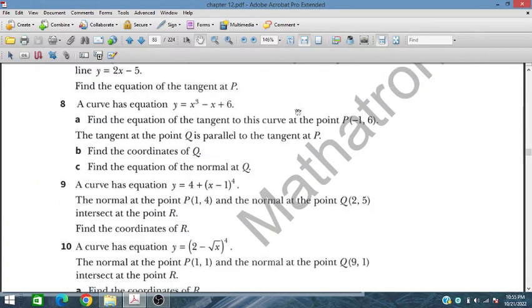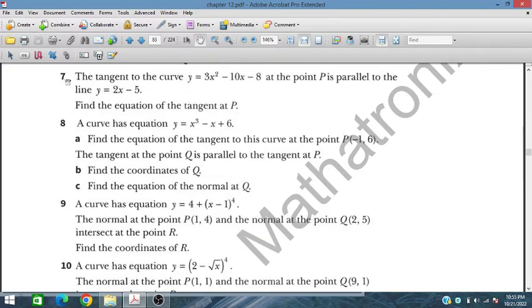So let's solve exercise problem number 7. The tangent to the curve at the point P is parallel to the line. On this curve, there is a tangent line at some point P which is parallel to the line. So this tangent will have the same gradient as this line, because they are parallel. So find the equation of the tangent at P. This is problem number 7.